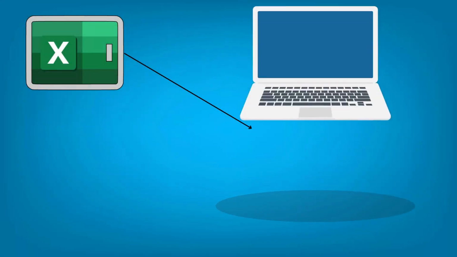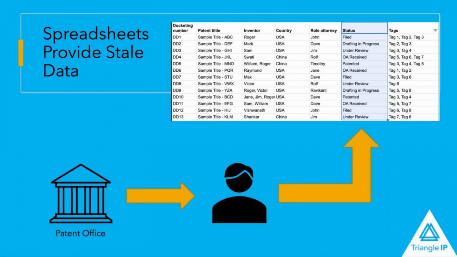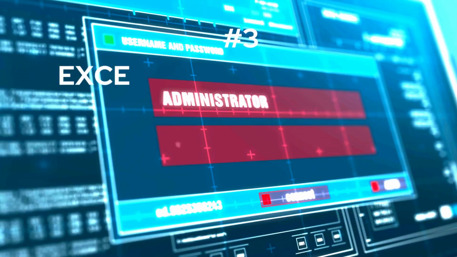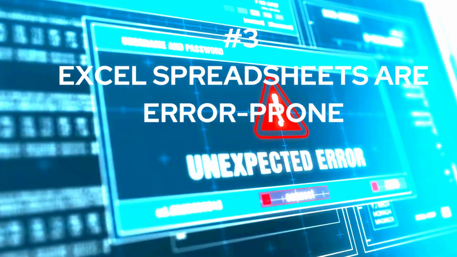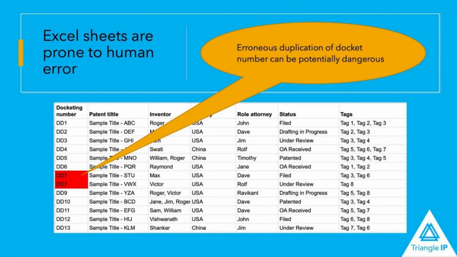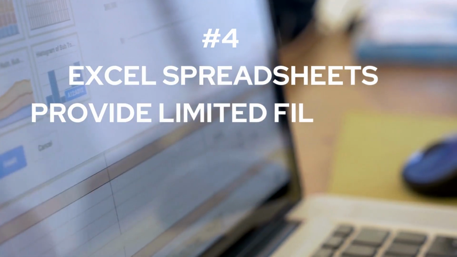Secondly, Excel spreadsheets provide stale data. The data in a spreadsheet is only as current as its most recent update. This means that most of your data risks being out of date at any time. Thirdly, Excel spreadsheets are error-prone. A typo or other error in the text might not be as easy to identify and correct as it would be with numerical data.